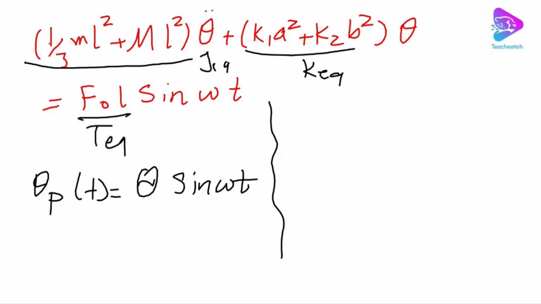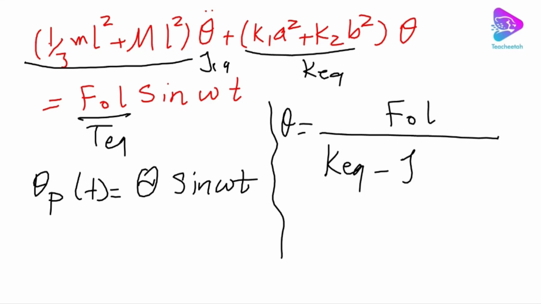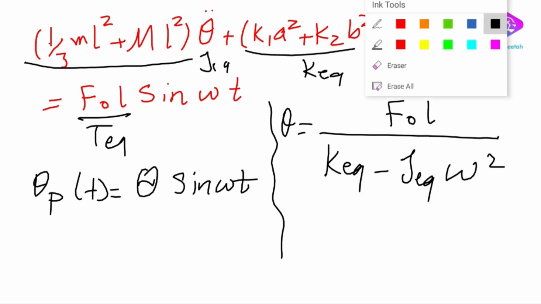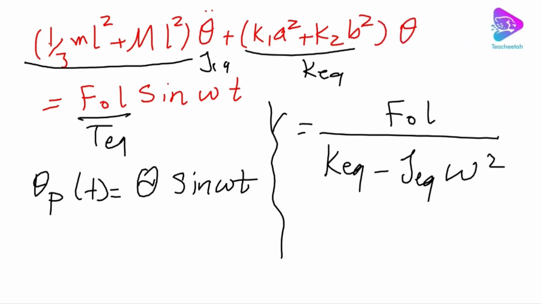So I'm going to write it here. Theta is equal to F naught L, the force amplitude, over K equal minus J equal omega squared. And we have every single component of this equation. If we plug in all these values for F naught L, K equal, and J equal, we can simply find it. And remember, this is the capital theta, the amplitude. So this is the theta we have, the amplitude of vibration for the steady state response.